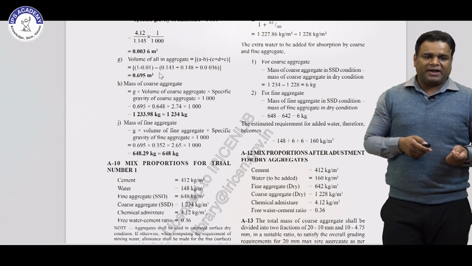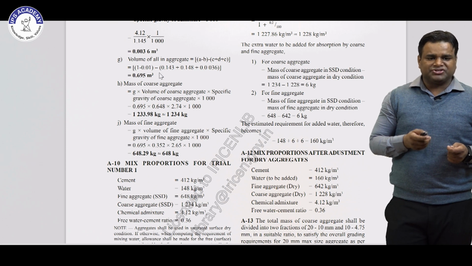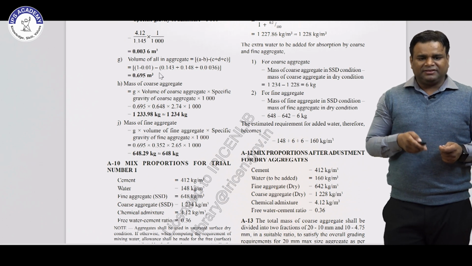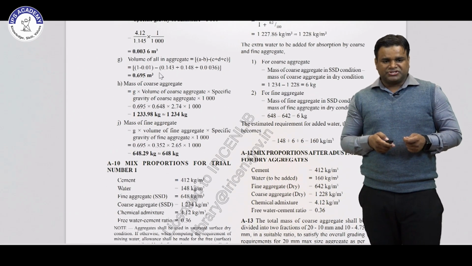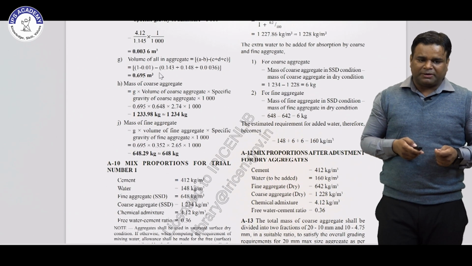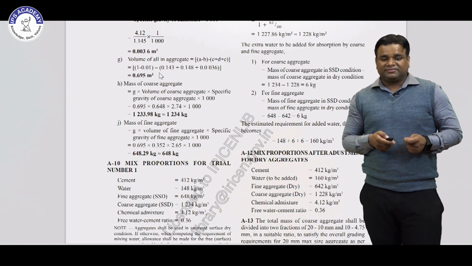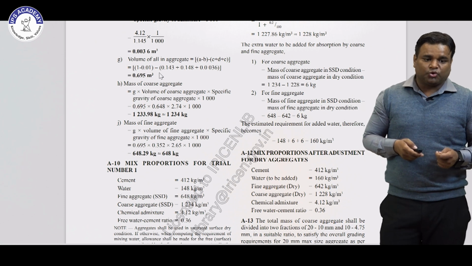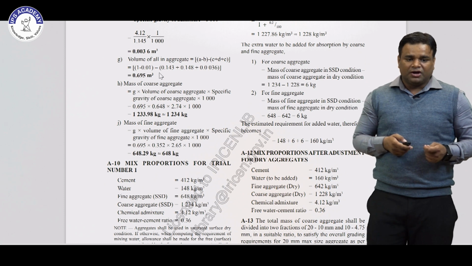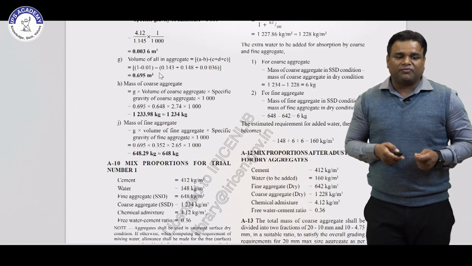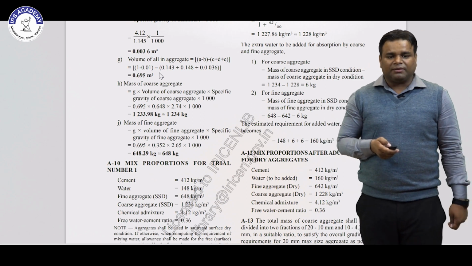Then the mass of fine aggregate is also calculated by using this volume of aggregate, which is 648. So basically these are the mix proportions for trial number 1: cement is 412 kg per meter cube, water is 140 kg per meter cube, fine aggregate is 648 kg per meter cube, coarse aggregate is 1234 kg per meter cube, chemical admixture is 4.1 kg per meter cube, and the free water cement ratio we have used is 0.36. So this is trial number 1.